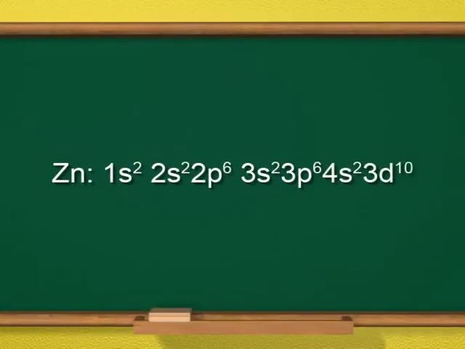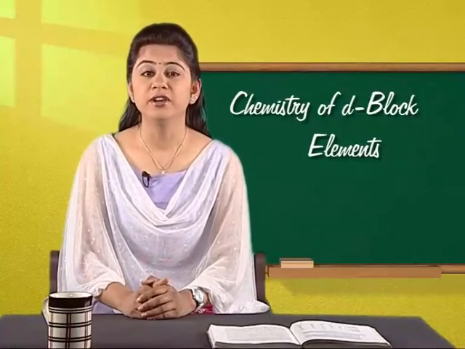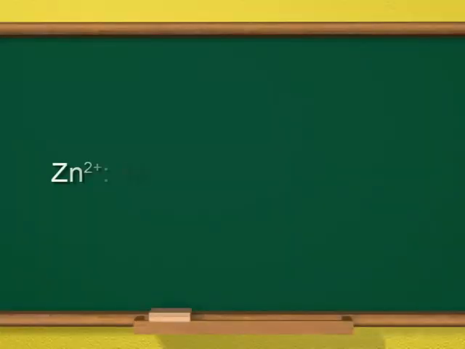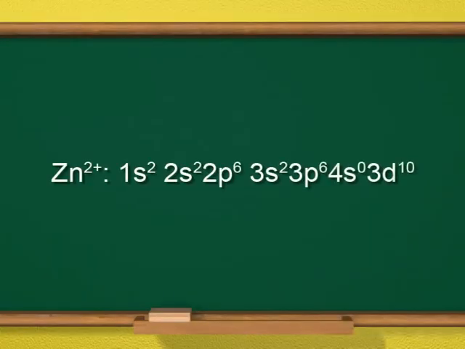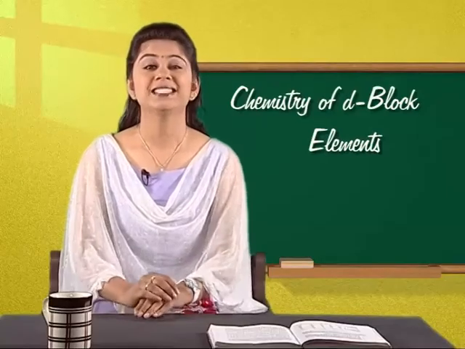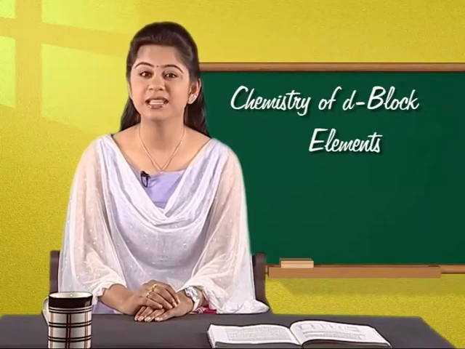Zinc's electronic configuration: 1s2, 2s2, 2p6, 3s2, 3p6, 4s2, 3d10. Electronic configuration of zinc ion is also shown here: 1s2, 2s2, 2p6, 3s2, 3p6, 4s0, 3d10. It has 10 electrons in its 3d orbital.